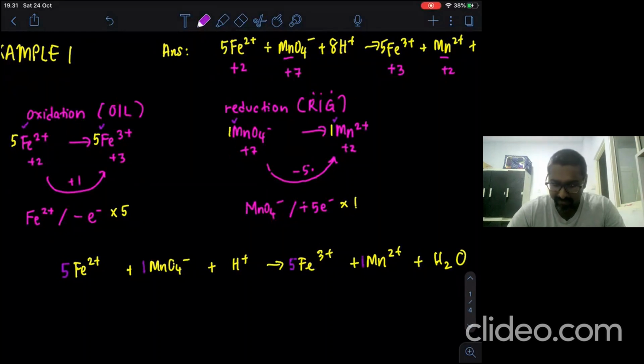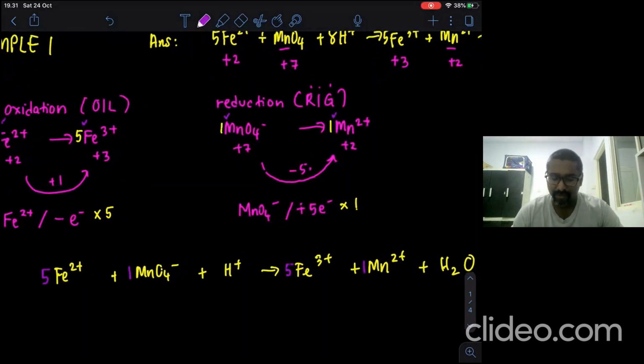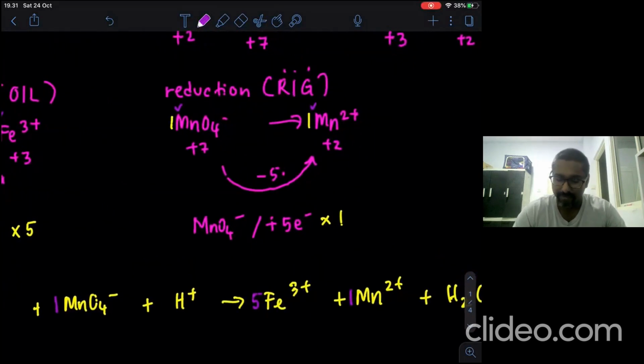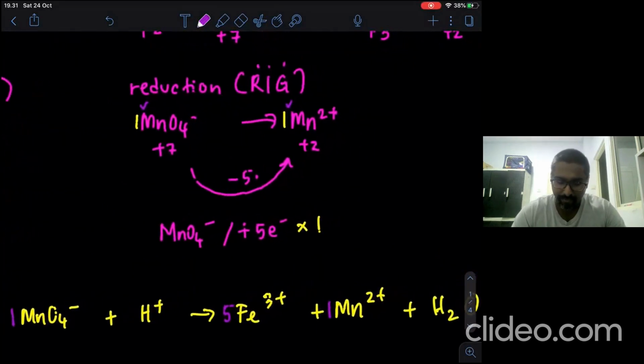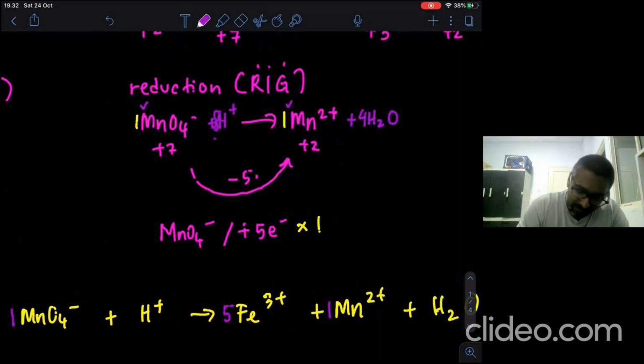Now, how do we balance the H+ and H2O? To balance this H+ and H2O, we need to solve this. MnO4- is going to give you H2O and H+. So this one I put 4, and this is going to be 8. I times by 1, so it still remains at 8, because just now I times by 1.